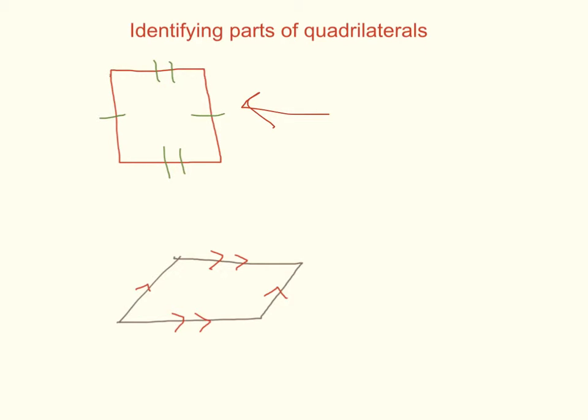When you have a shape that has arrows, like this shape, that means that the 2 lines that have just one arrow, both of those lines are parallel to each other. The 2 lines that have 2 arrows are parallel, and that would continue just like with the lines.